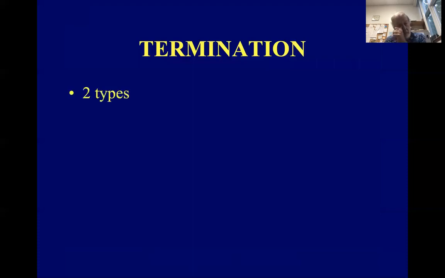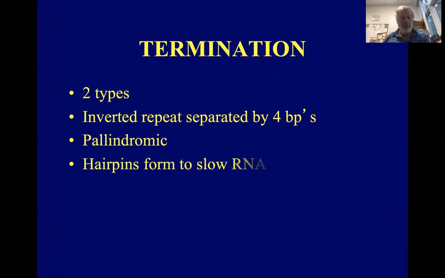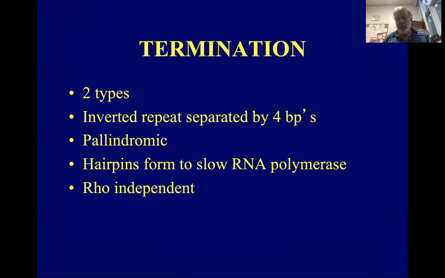Now, termination. There are two types of transcription terminators in prokaryotes, and they both have inverted repeats separated by about 4 base pairs. They're palindromic. Palindromes are things spelled the same way backwards or forwards. Hairpins often form to slow the RNA polymerase. One is referred to as a rho-independent terminator. The other is a rho-dependent terminator, where rho is a type of protein involved in the termination process in rho-dependent termination. And we'll discuss how each works.